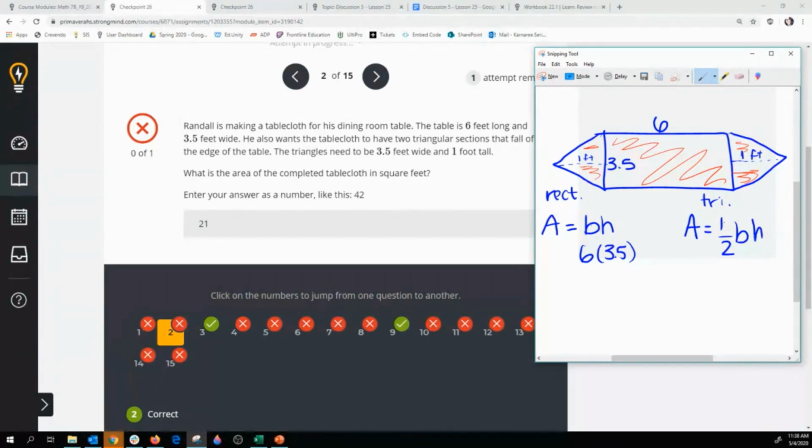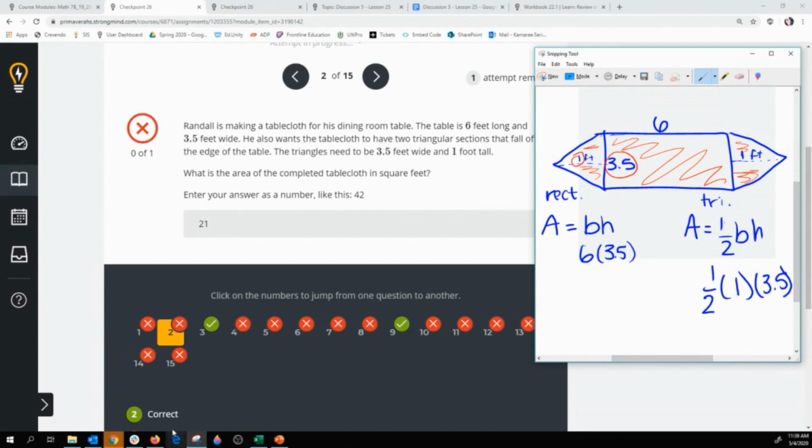So when we are finding the area of our triangle, we need to be careful, okay, because this 6 on the top is attached to my rectangle, right? It's attached to the top of my rectangle, but nowhere on my triangles do I have a 6, right? On my triangles, I have a 1-foot height and I have a 3.5 base. So when I'm finding the area of my actual triangles, I should have 1/2 times 1 times 3.5. So 1/2 times 1 times 3.5.